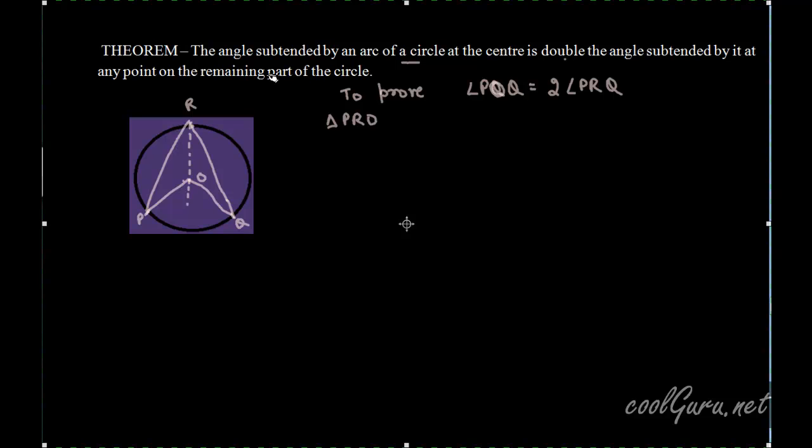PO length is the radius of the circle. Similarly, OR is also a radius of the circle. So we can say that triangle PRO is an isosceles triangle, because 2 of its sides are equal. Similarly, triangle QOR is also an isosceles triangle.